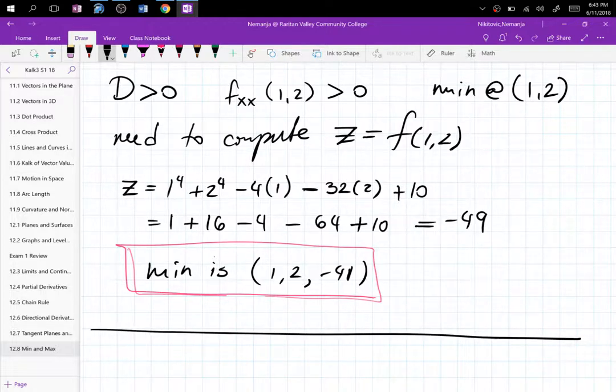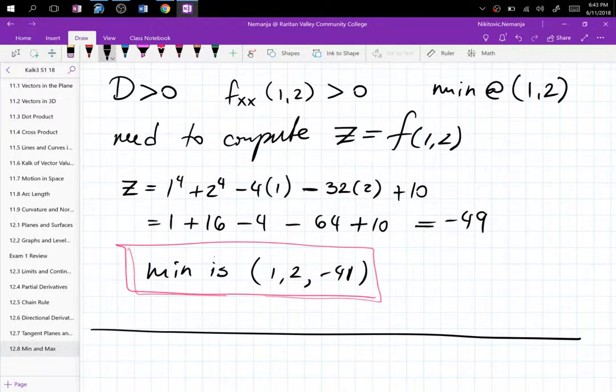So if it was less than 0, you would say saddle. So if you get multiple critical points, that's all. Yes, because some of them are min, some of them are max.